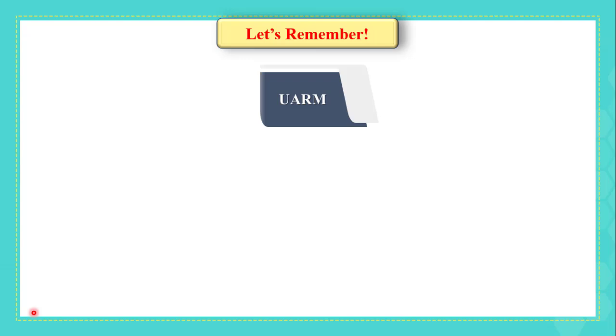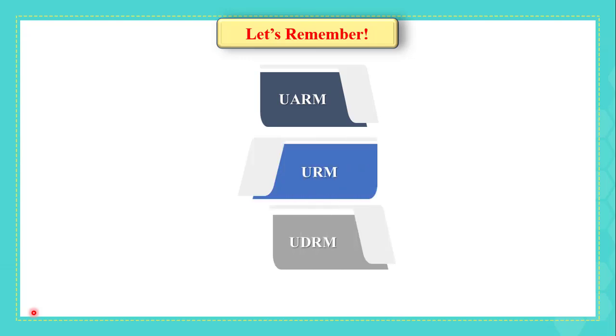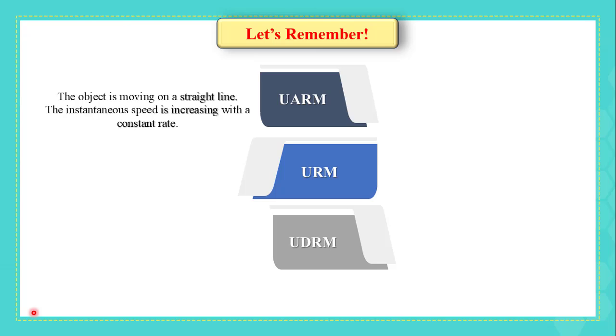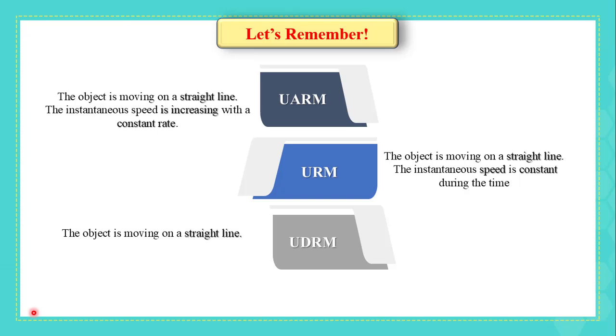In the previous video, we've studied the three types of rectilinear motion, which is the motion along a straight line. For a uniform accelerated rectilinear motion, the instantaneous speed is increasing with a constant rate. For a uniform rectilinear motion, the instantaneous speed is constant during the time. For a uniform decelerated rectilinear motion, the instantaneous speed is decreasing with a constant rate.